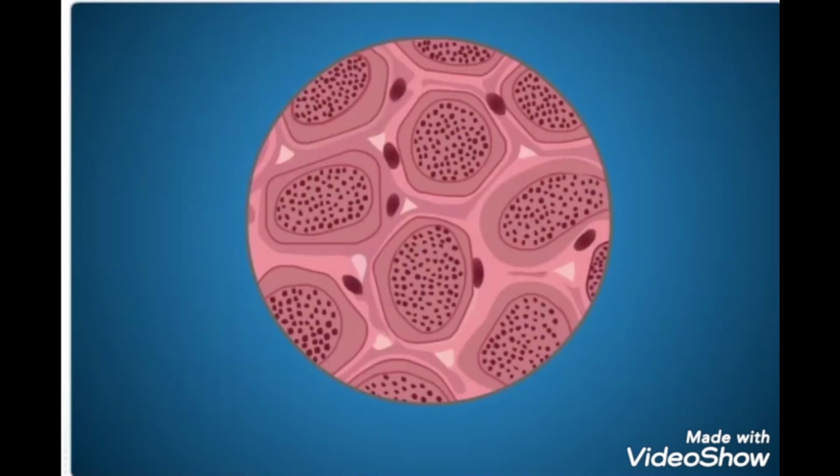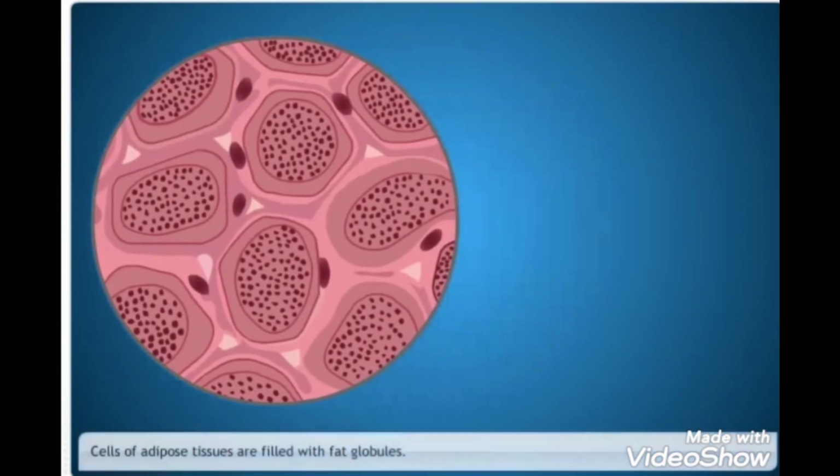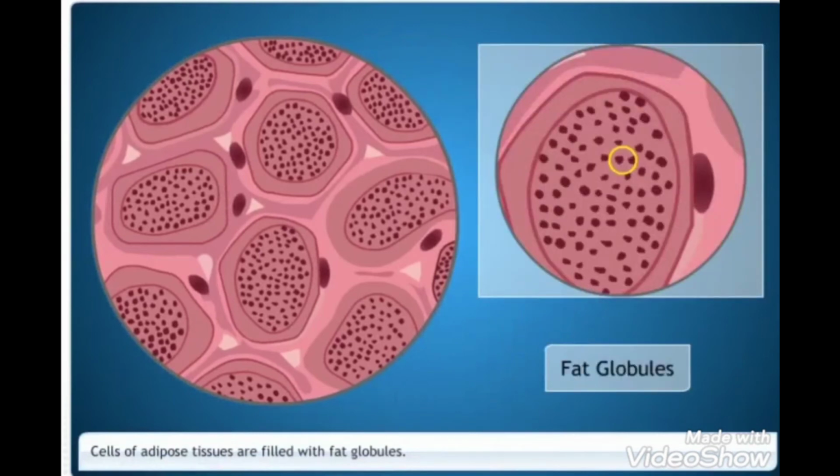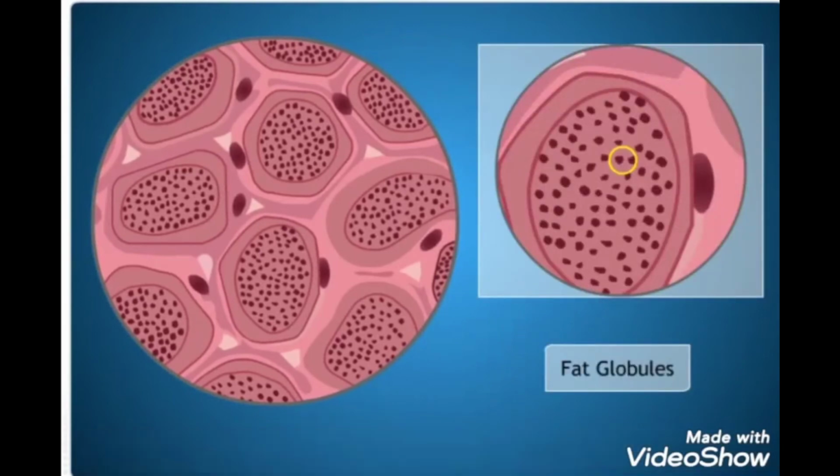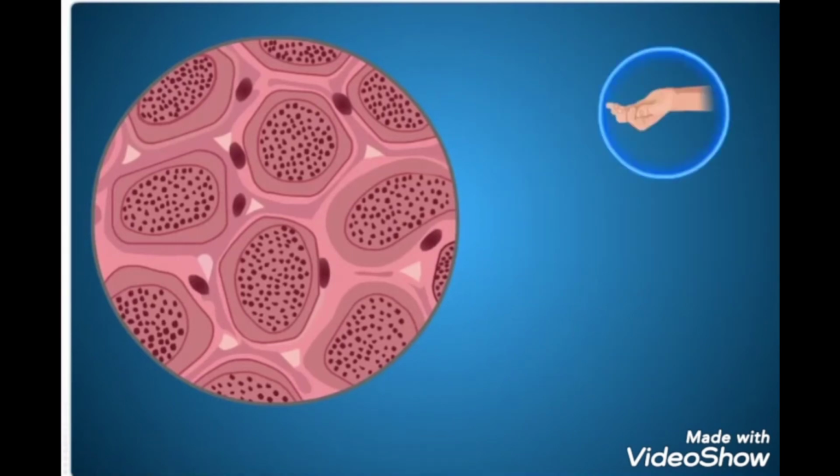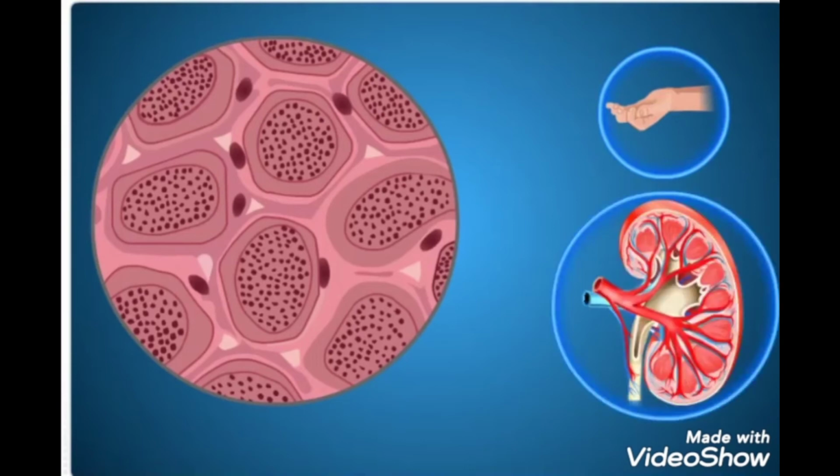Here, look at the adipose connective tissue. Cells of this tissue are filled with fat globules. It is found below the skin and around internal organs like kidneys and acts as an insulator.